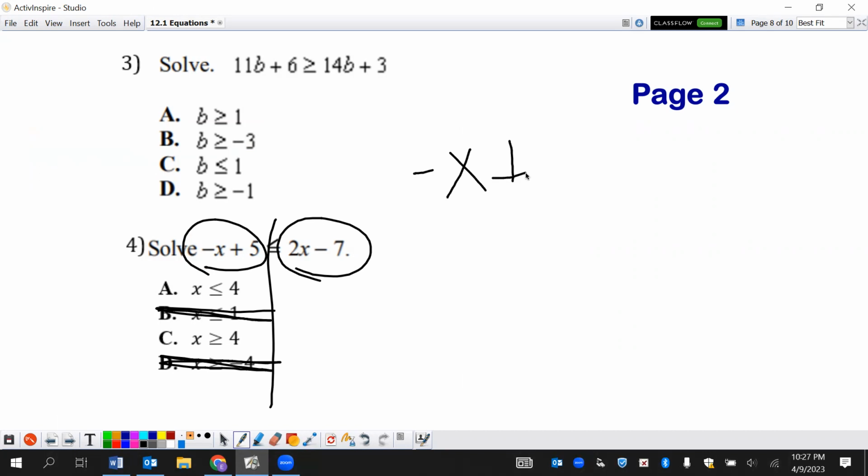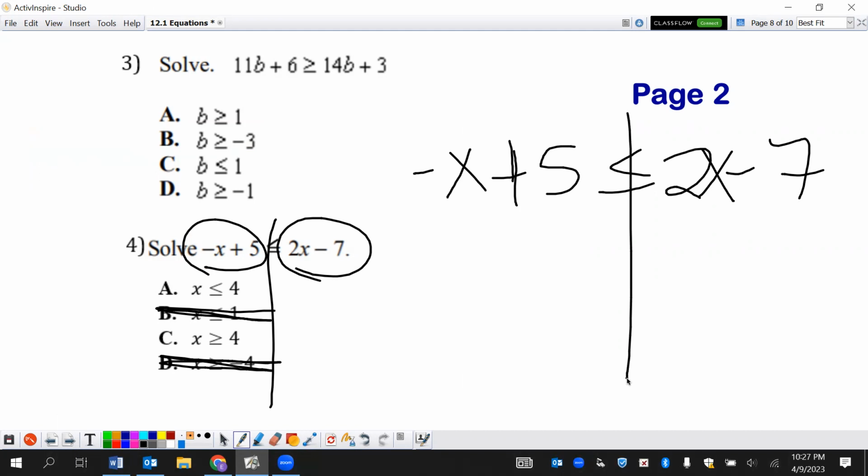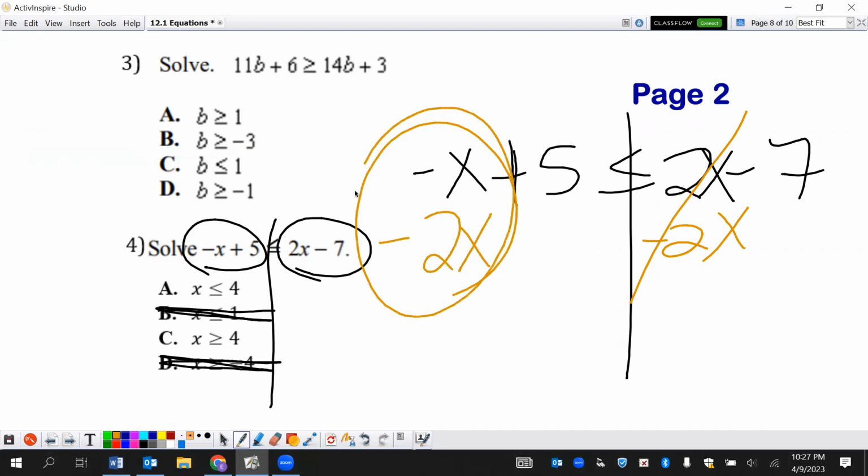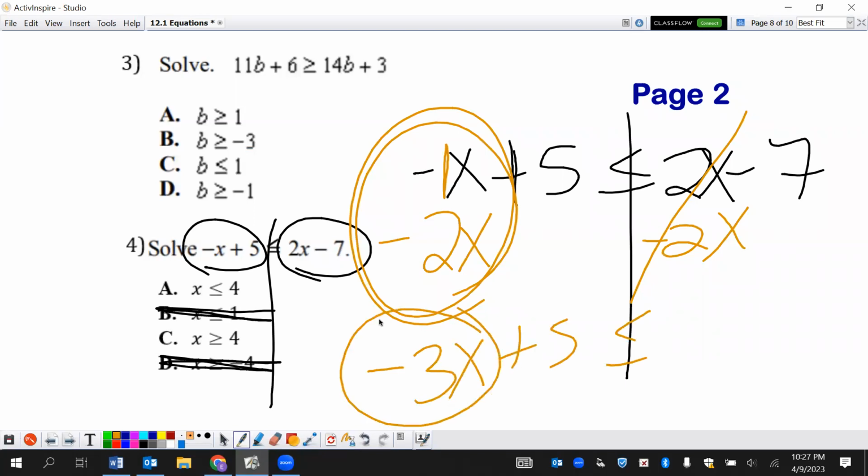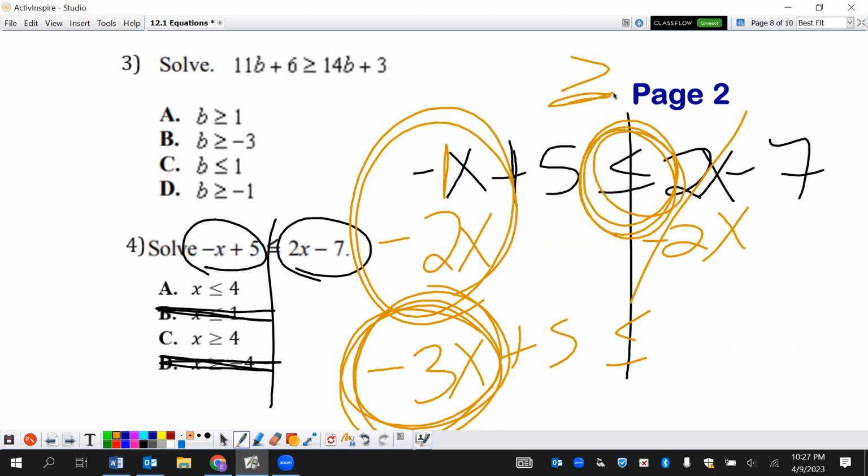And so I just need to do the first step to see if I'm going to have to flip my symbol. Again, there's x's on both sides, so minus 2x, move it to the other side. And then right here, negative 1x minus 2x is negative 3x again. So again, I end up with a negative number with the x. That means I'm going to flip the symbol from less than to greater than. So my answer again is C.